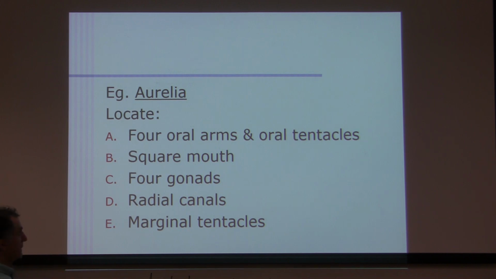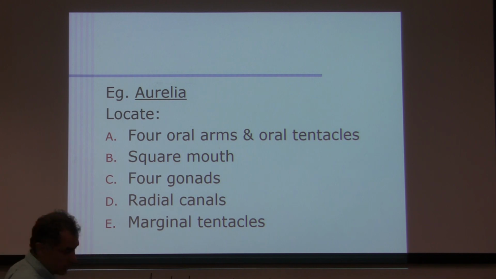And then the radial canal, right here. These are little canals. You will see them as little lines in the real specimen in the lab. They stain them for you guys. And then marginal tentacles. These are called marginal tentacles. These are the parts that you should know: radial canal, marginal tentacles, oral arms, oral tentacles, square mouth, and 4 gonads, which are inside the stomach.